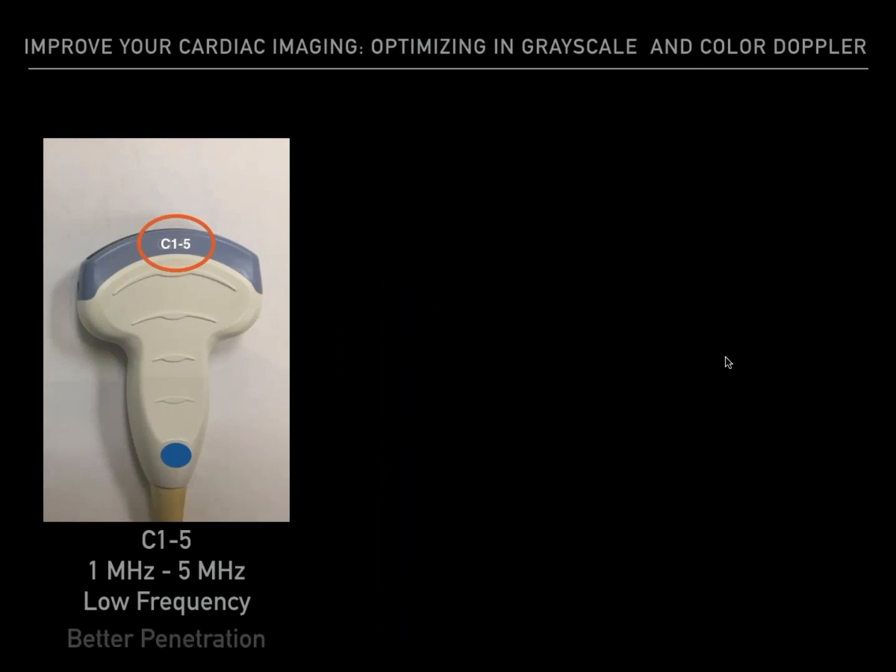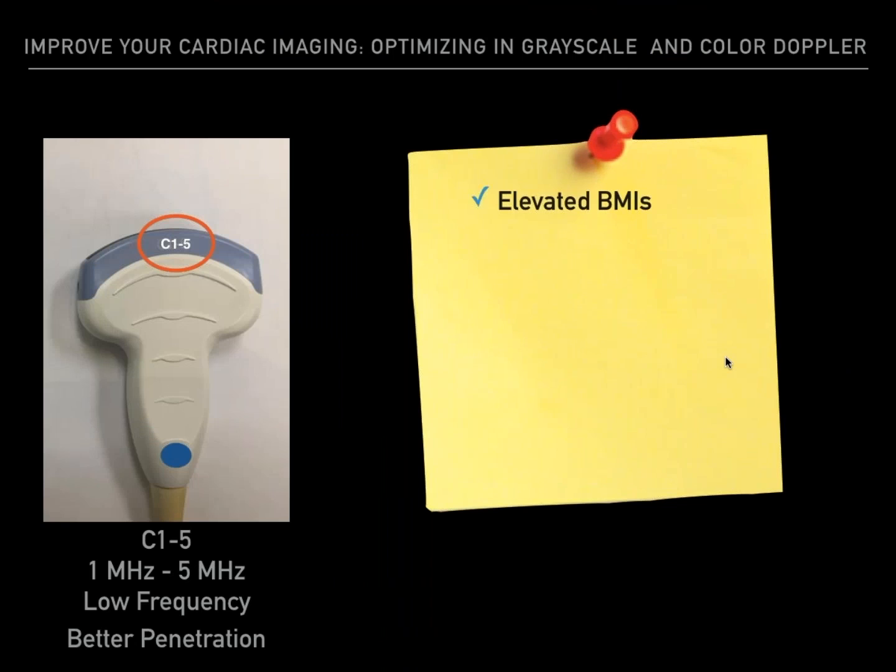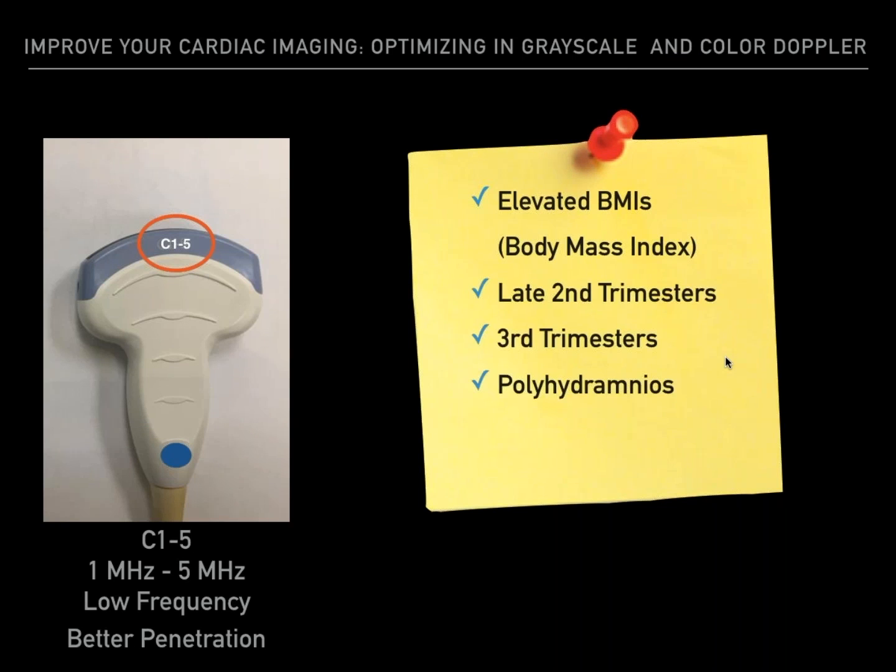Here we have the C1 to 5 megahertz low-frequency transducer, which entails better penetration. This is appropriate for your elevated body mass index patients, late second trimesters, third trimesters, and in the setting of polyhydramnios and even rib shadowing.